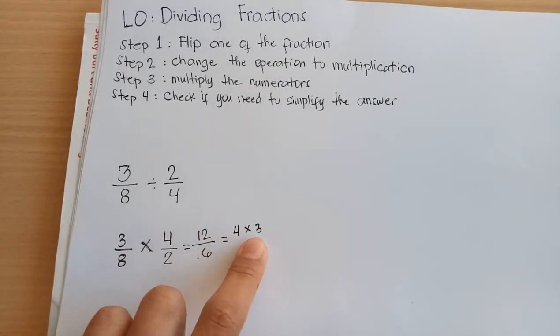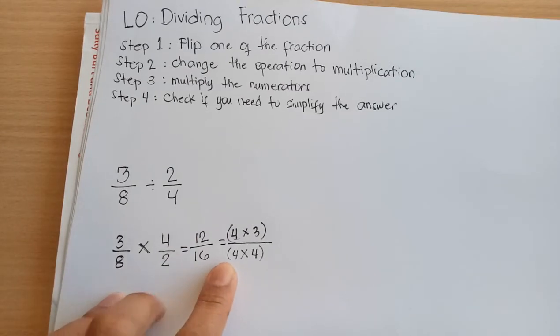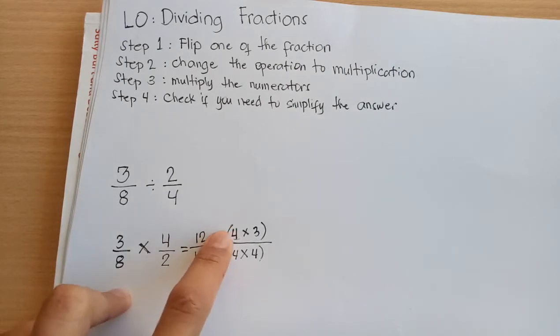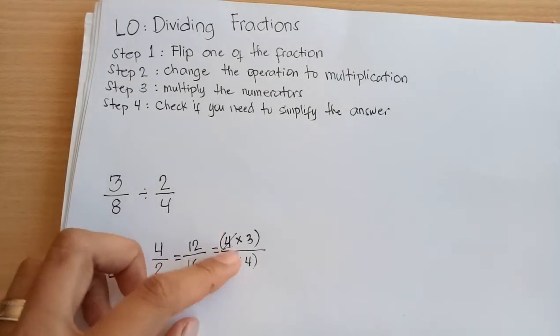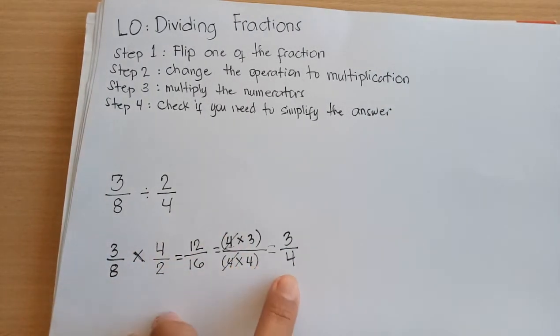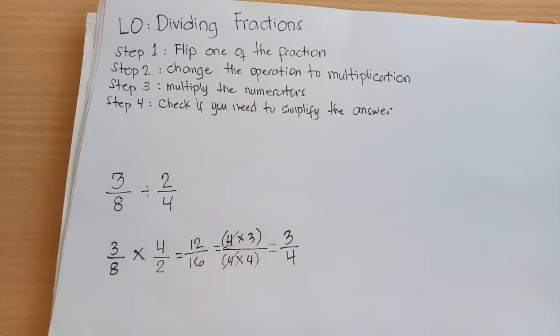4 times 3, we get 12. And for 16, we can use 4 as well. 4 times 4 equals 16. Now we just cancel out the same number 4 on top and number 4 on the bottom. And we are left with 3/4. Therefore, the simplified answer of 12/16 is 3/4.